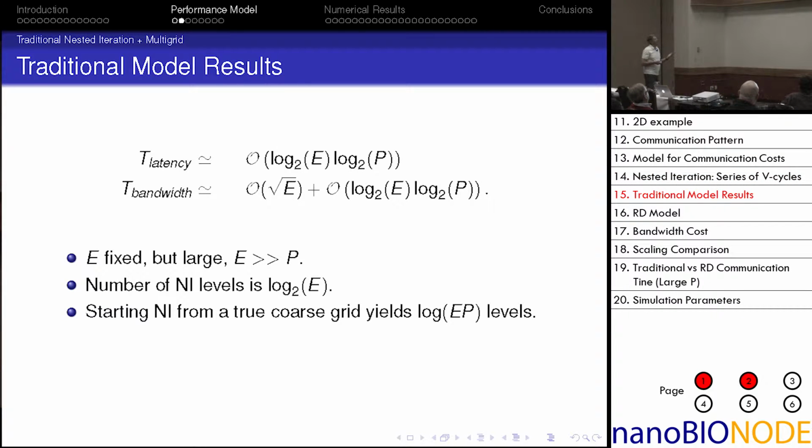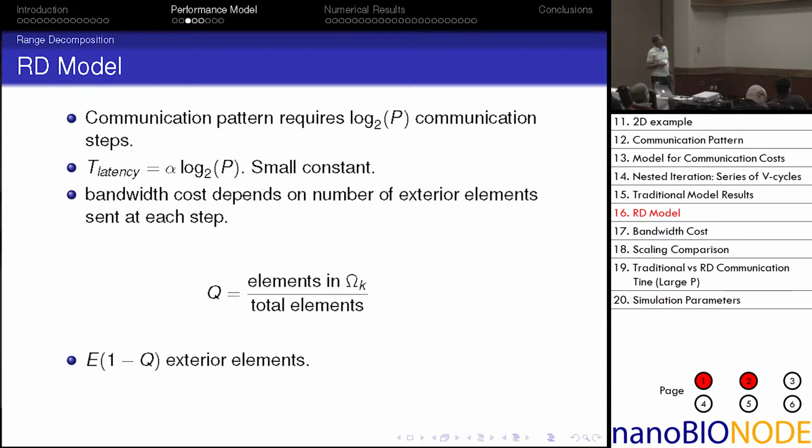Okay, so the traditional model of just doing the whole thing all at once would require this kind of bandwidth and latency. And we're going to assume that E is fixed, but it's larger than the number of processes or clusters. Okay, better go a little bit quicker.